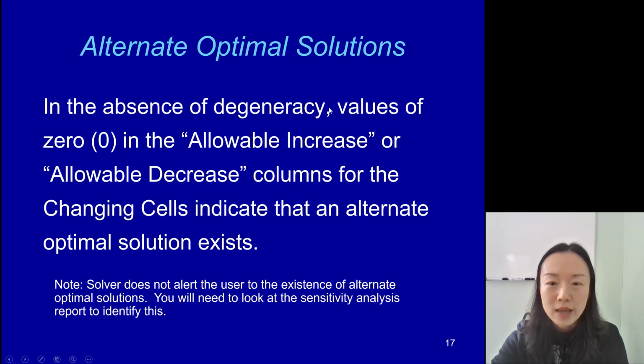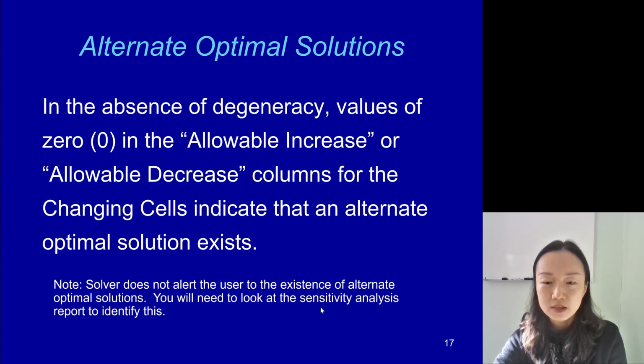Okay, so a 0 in the allowable increase or decrease column for the changing cells indicates that the special situation, which is alternative optimal solution, exists. And note that the software does not really alert you to the existence of alternate optimal solutions. You will need to look at the sensitivity report to identify this. When you look at the sensitivity analysis report, you see that alternative solutions exist.